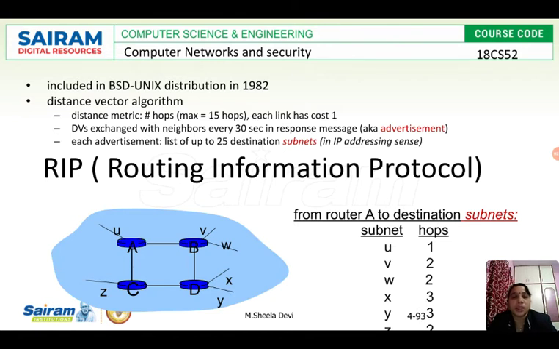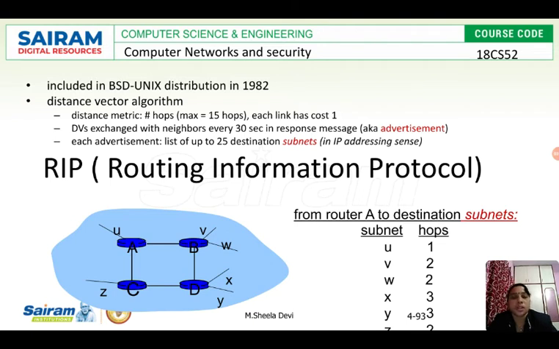By this, all the routers in the particular autonomous system will come to know whether all the other routers are alive or not. If a router does not get a message for a duration of 180 seconds, it will assume that the particular router is dead, and it will take out the entry of that node or subnetwork from the network. Each advertisement lists up to 25 destination subnetworks.